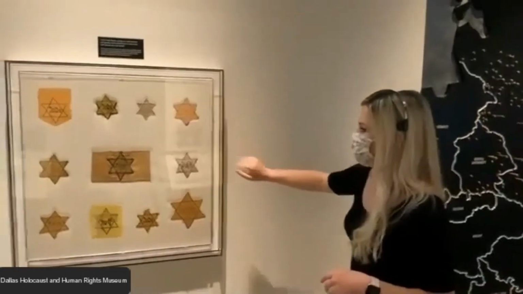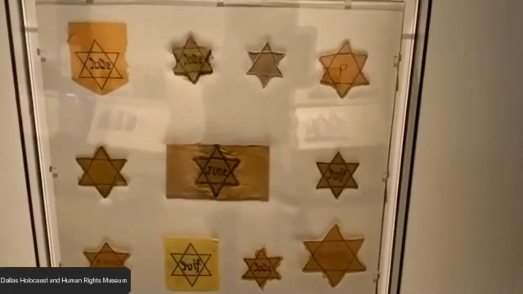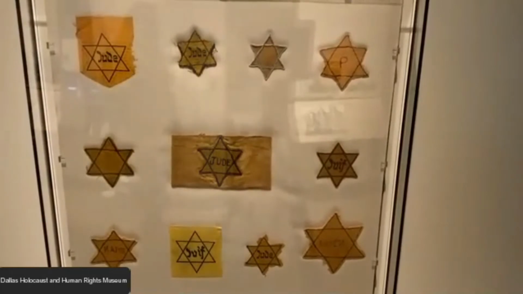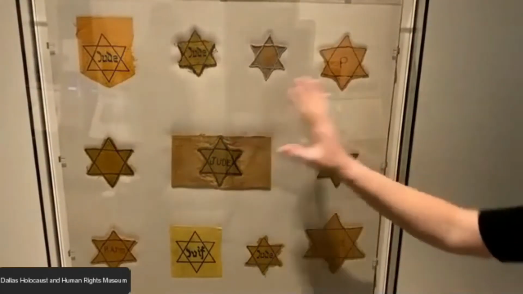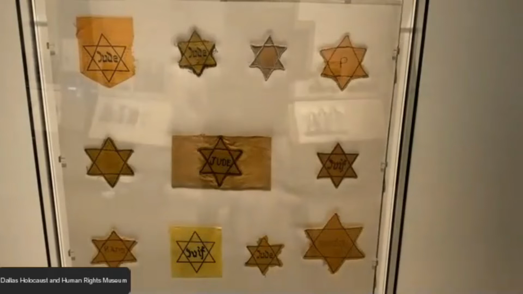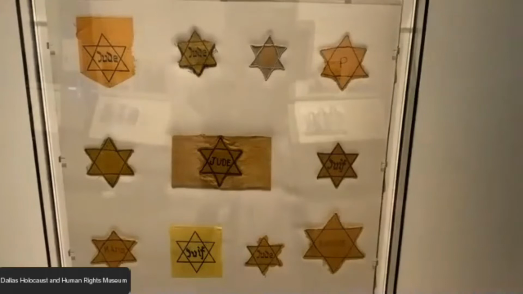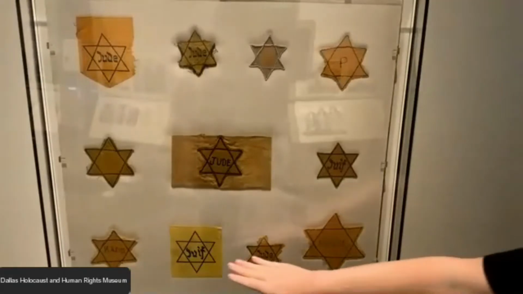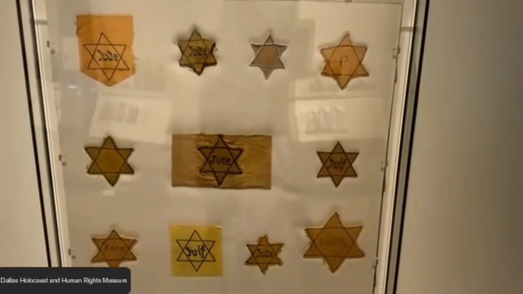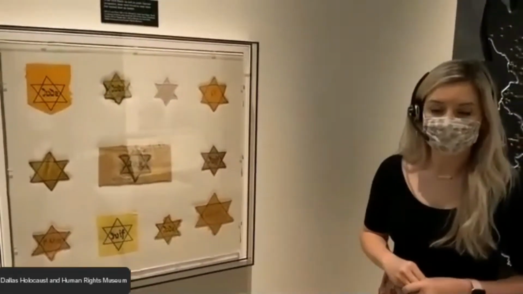So we're going to look at our artifact case right here. We have a bunch of examples of that Jewish Star of David, that yellow star that was forced upon Jews during the Holocaust. You can see here inside these stars, they all look different. They're all shaped differently, right? Some of them have a banner around it, some of them don't. But you all see that inside the word Jew is there in different languages, right? If it was German, if it was French, if it was in Russian, right? There are all these different languages because of all the different territories and countries that the Nazis conquered. Jews were also persecuted in those areas as well.